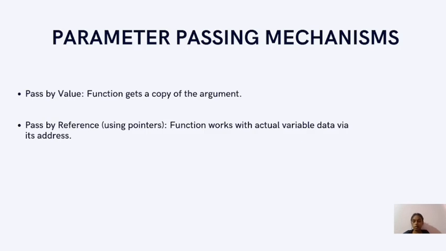C uses two main parameter passing mechanisms: pass by value and pass by reference. In pass by value, the function receives a copy of the value, so changes don't affect the original variable. In pass by reference, using pointers, the function works with the actual data, its address, allowing direct updates to the original value.